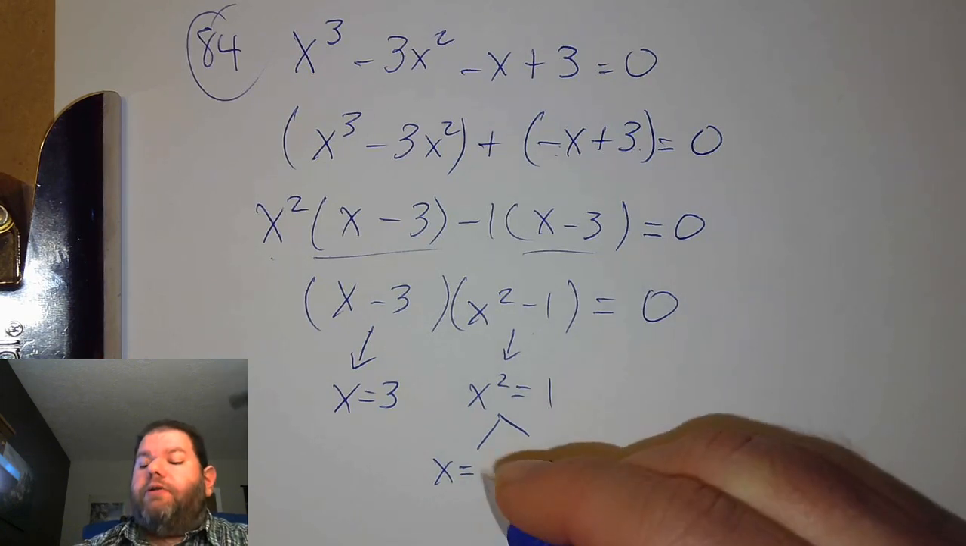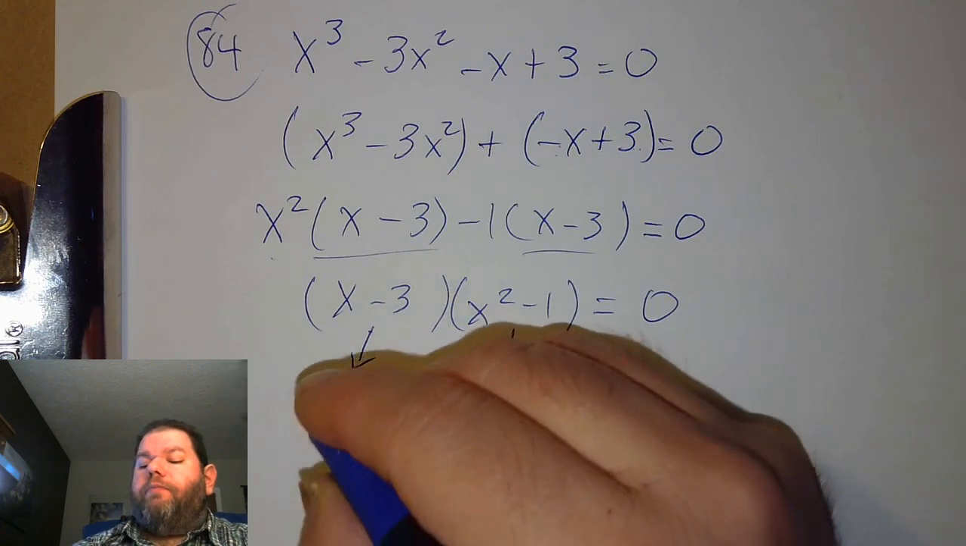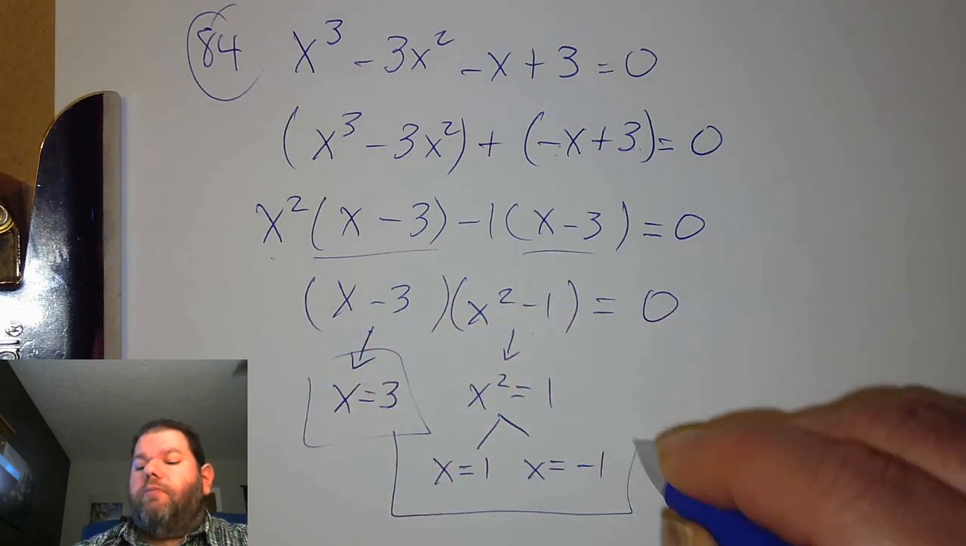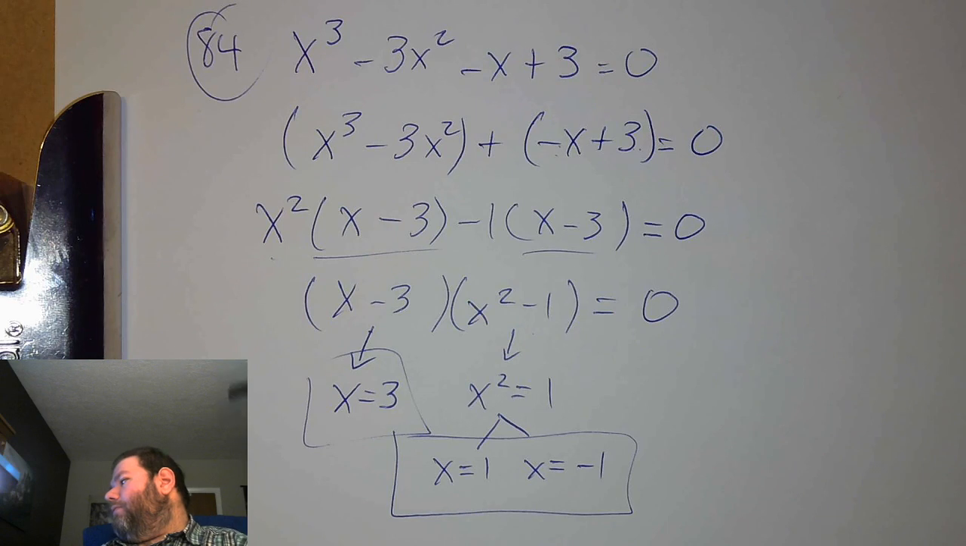One and negative 1. Yeah. And again, we know that's because we can take the square root of both sides and get plus or minus the square root of 1, which is just 1 or negative 1 on the right. Okay, you'll feel a little bit better with that?